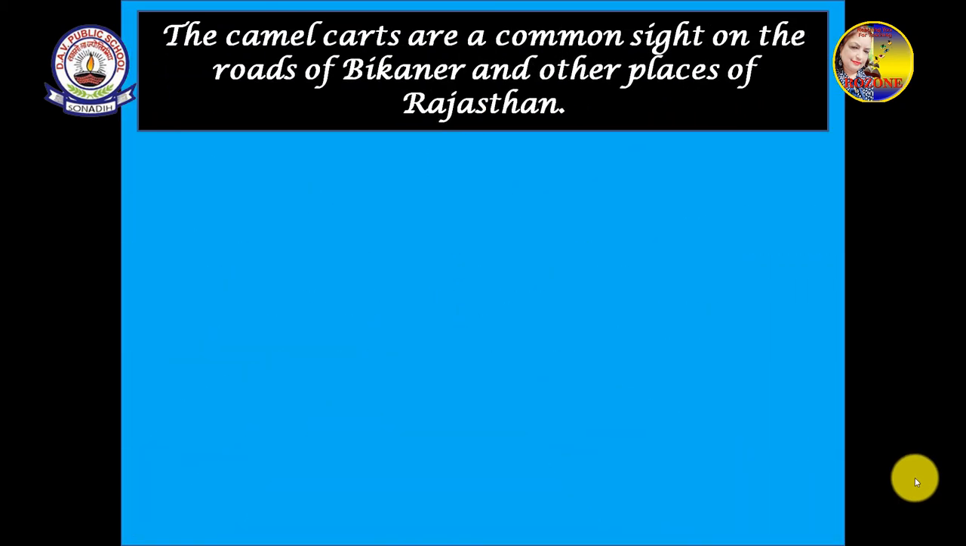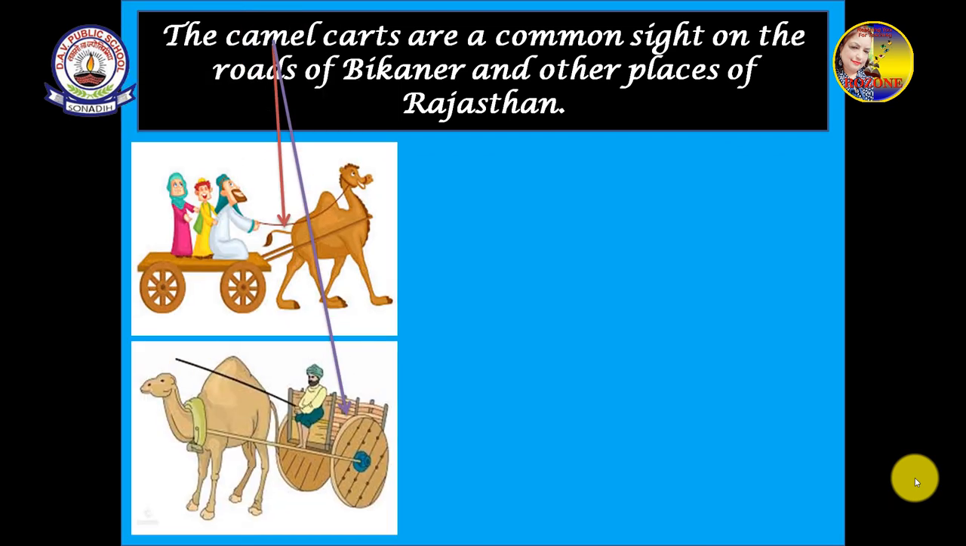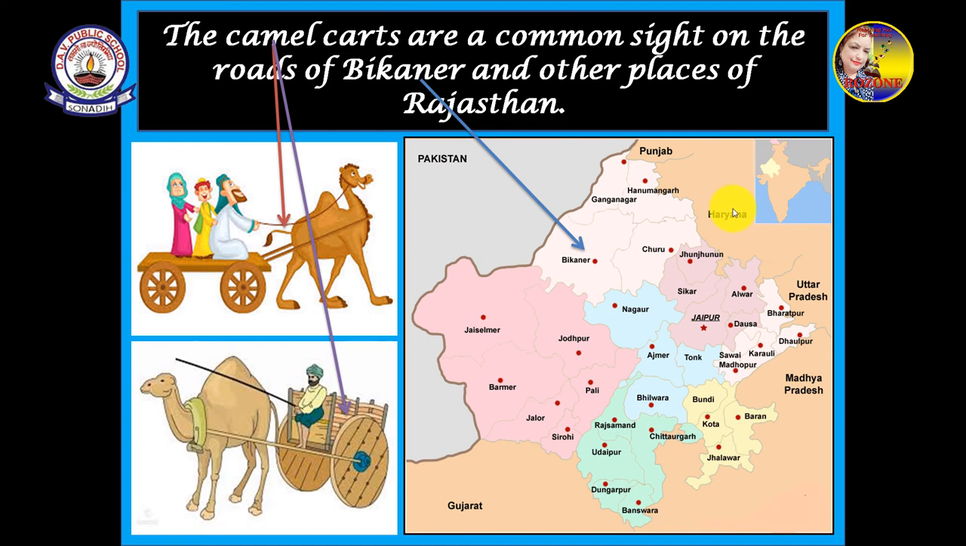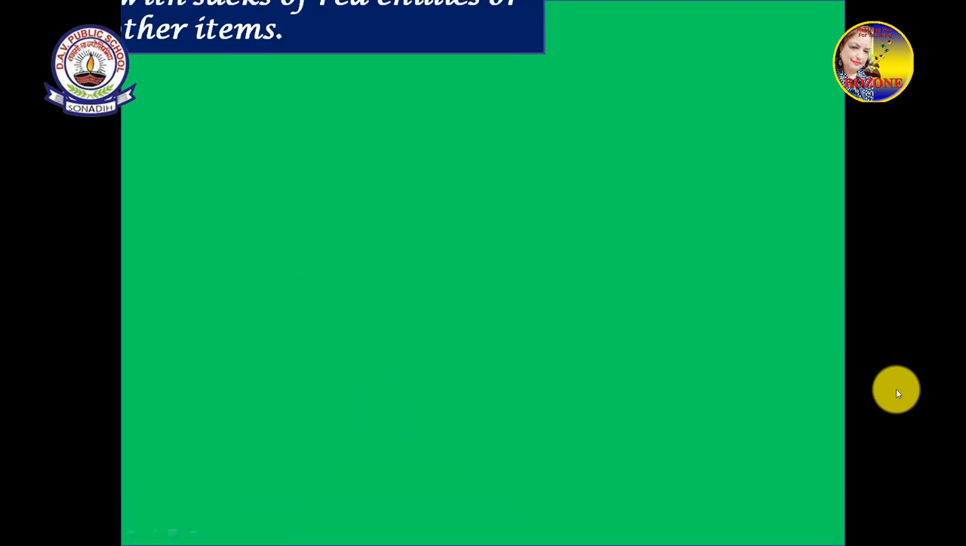So, camel carts are a common sight on the roads of Bikaner and other places of Rajasthan. You see, even we have camel carts, and you will find these camel carts on the roads of Bikaner in Rajasthan. This is the map of Rajasthan, and this is our India, this corner, this is Rajasthan, and in Rajasthan, this part is Bikaner. Here you will find many camel carts which are loaded with goods from the farms to go to the nearby cities and towns.